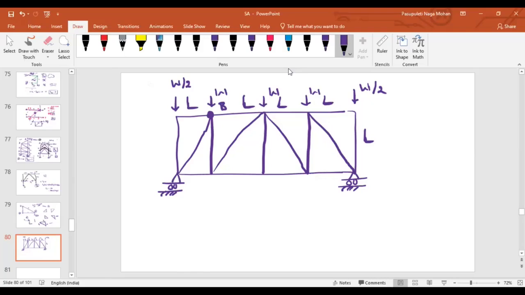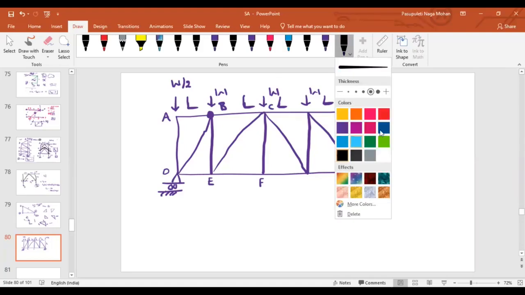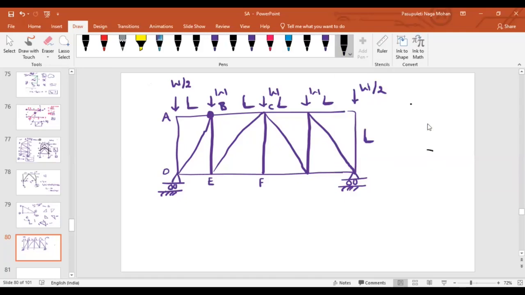Has anybody completed it? At least have you guys found the member forces? 20 kilonewton of what, Anita? 20 kilonewton of BE. BA you're talking about 20. Here we are talking about W. How did 20 come into the picture now? Have you considered W as 10?